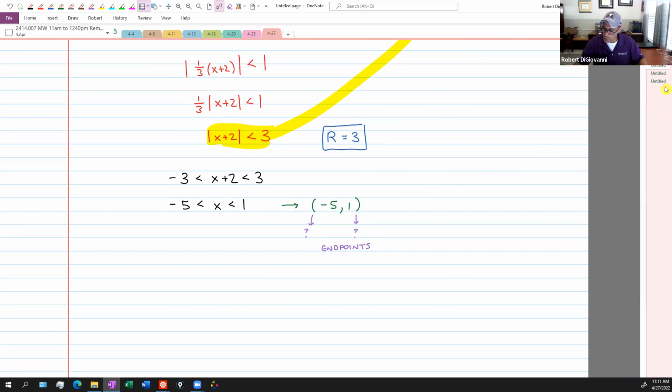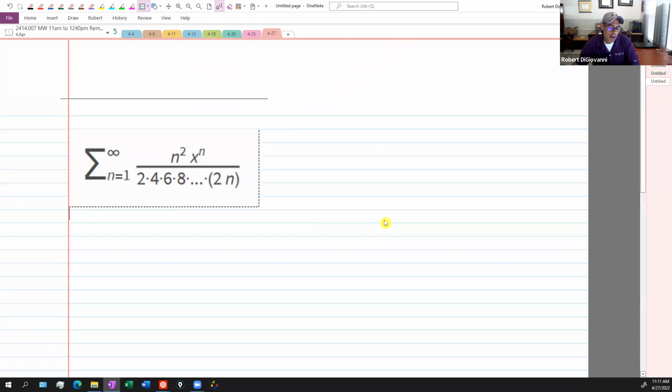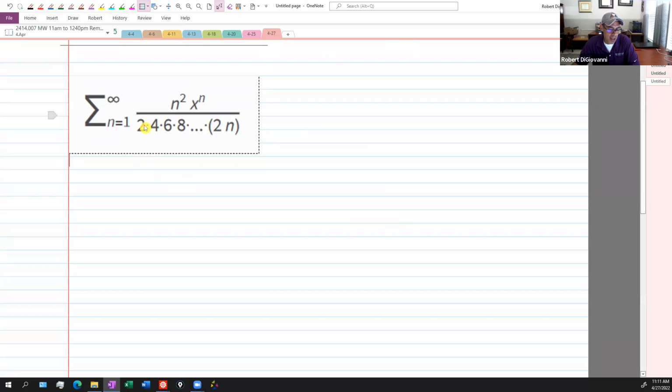Okay, we have one more. All right, this problem, I like to give this problem because it has this weird thing happening in it where it's this pattern, this repeated product thing. So that happened a couple of times in the 8-4 homework. Yeah, it's in the homework, yeah.